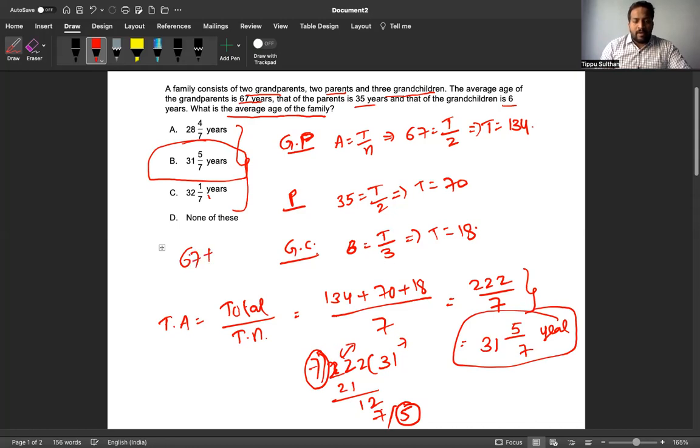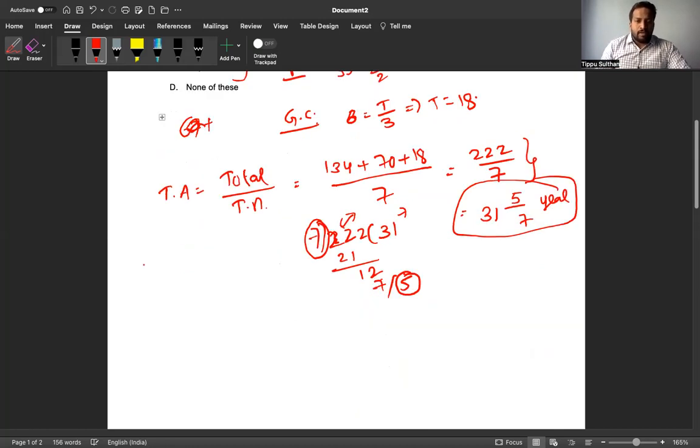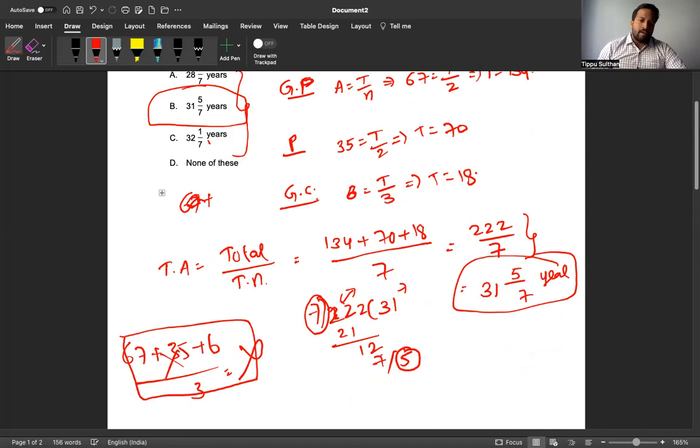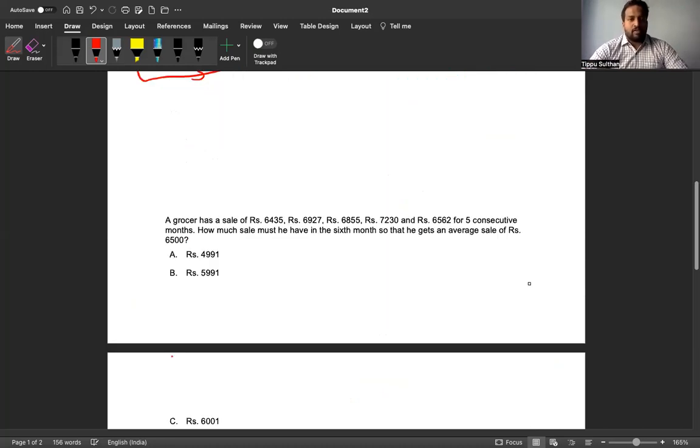67 plus, yeah, I'll write it in the next column. So what they'll do is average of 3 members, right? 67 plus 35 plus 6 by 3. Now this is just like watching an English movie with Telugu subtitles. No, it's wrong. That doesn't match our concept at all, right? So I hope everybody is clear with this question.